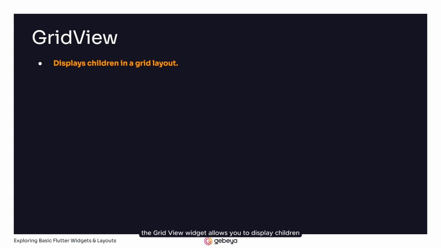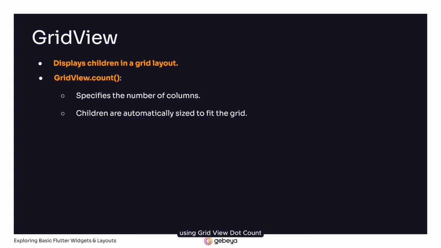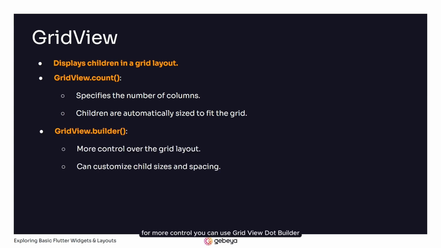The GridView widget allows you to display children in a grid format. Using GridView.count, you can specify the number of columns and the children will automatically size to fit within the grid. For more control, you can use GridView.builder, which allows you to customize child sizes, spacing, and rendering efficiency. Let's see this in action with a quick demo prepared by one of our experts.